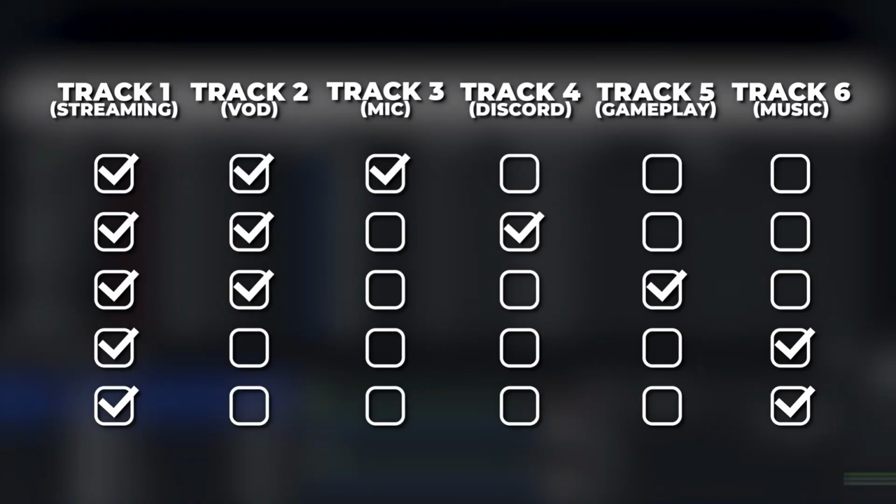A common setup is Track 1 for live stream audio, Track 2 for Twitch VOD audio, Track 3 for your microphone, Track 4 for Discord, Track 5 for gameplay, and Track 6 for music and other background audio. Assign each audio source only to the tracks where you want it recorded.